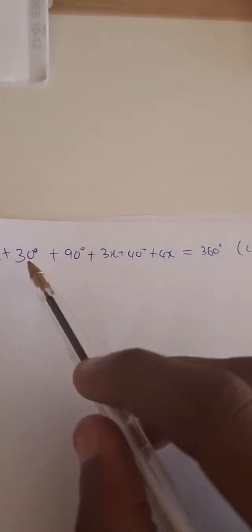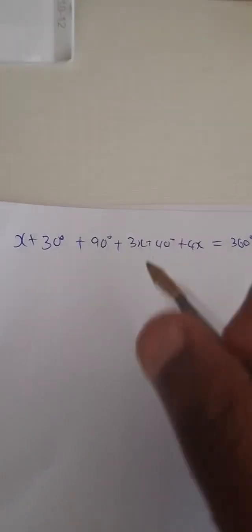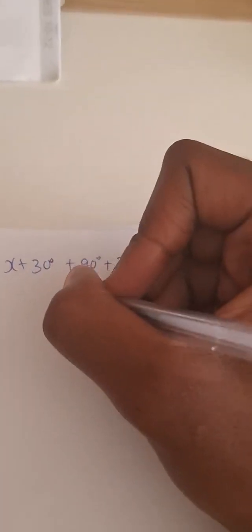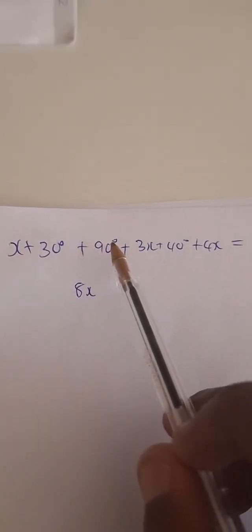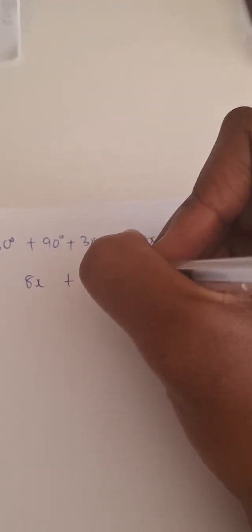We know how to solve for x because in grade 8 and 9 we did solve for x. We are masters of solving for x. We add the like terms for the variable x and the like terms for the numerical angles. So we have x plus 3x plus 4x, that gives us 8x. We have 30 plus 90, which is 120. 120 plus 40 gives us 160.